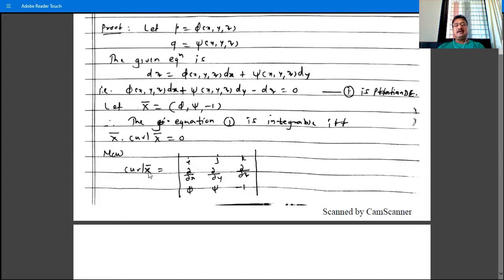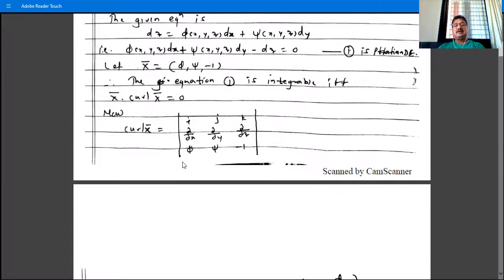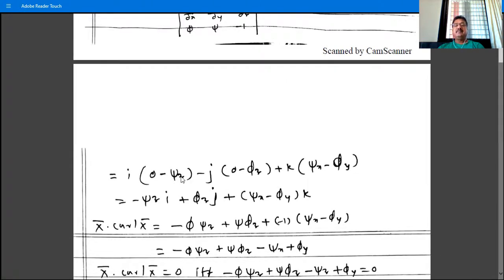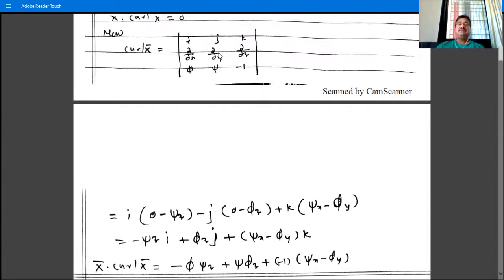Okay, so now we will find curl X̄. X̄ is this. Curl X̄ is the determinant with rows i, j, k; ∂/∂x, ∂/∂y, ∂/∂z; and the components are φ, ψ, and −1. We have to solve this determinant. i times ∂/∂y of (−1), which is 0, minus ∂/∂z of ψ, which is −ψ_z. Here ψ_z means ∂ψ/∂z. Minus j times ∂/∂x of (−1), which is 0, minus ∂/∂z of φ, which is φ_z, that is ∂φ/∂z.